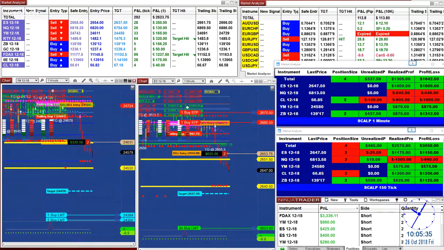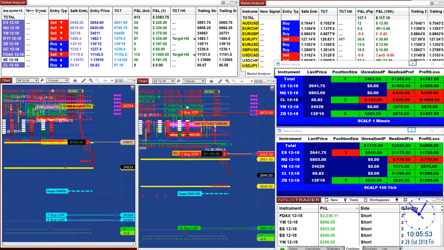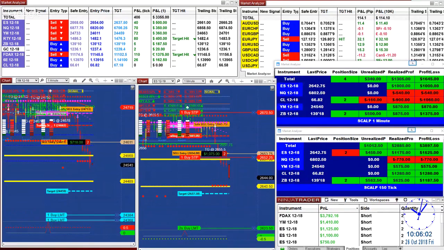Let's look at the ES. This one here is 1 minute, but I'm looking also at the 3 minutes. There we go. You are $1,630 on that trade. Okay, $1,800 on those signals.